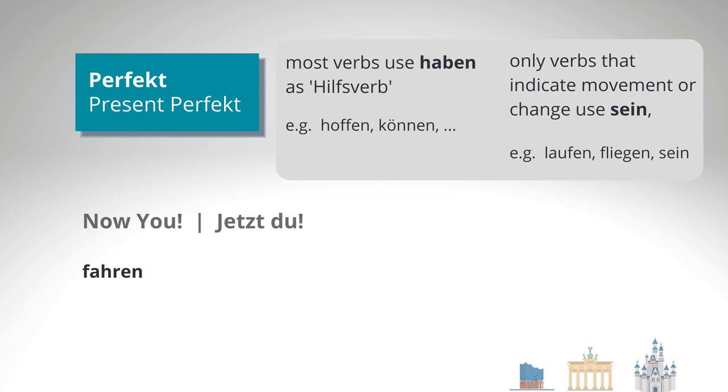The correct solution here would be the verb sein, because fahren indicates movement, to drive. And as we learned, verbs that indicate movement always use sein as their Hilfsverb. Therefore, if you wanted to say, for example, I have driven, in German this would be Ich bin gefahren. Ich bin gefahren. And bin is the first person singular of sein.